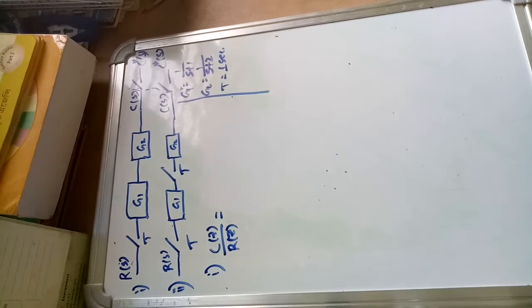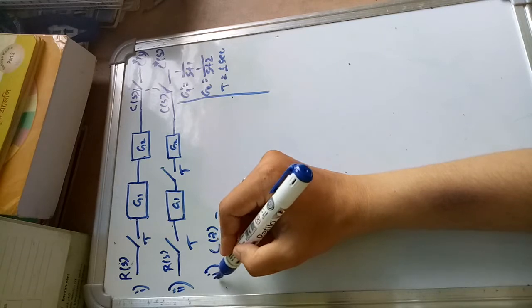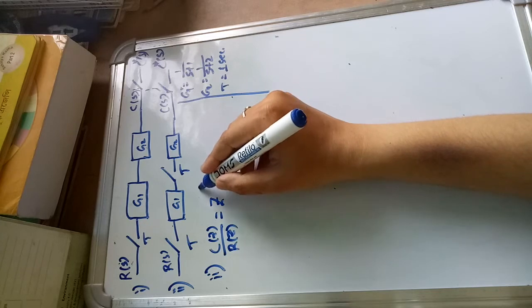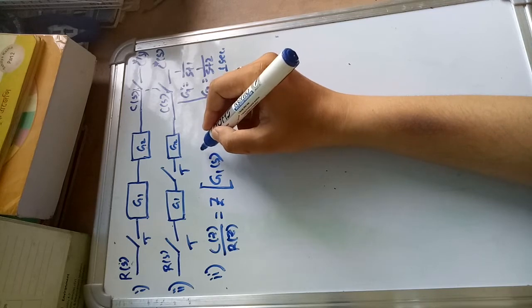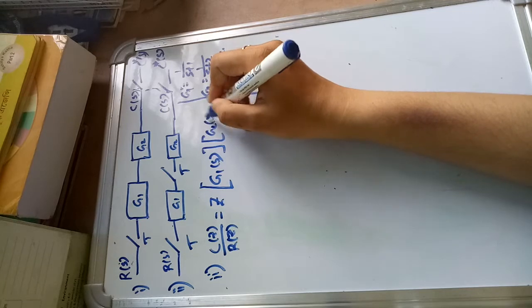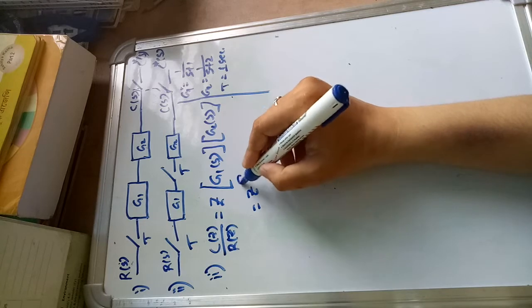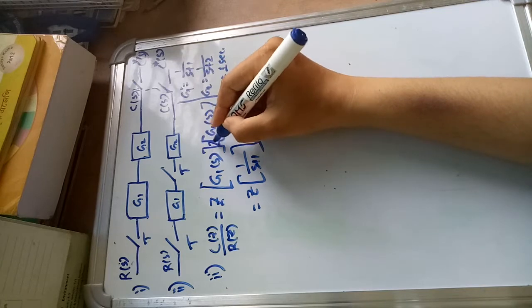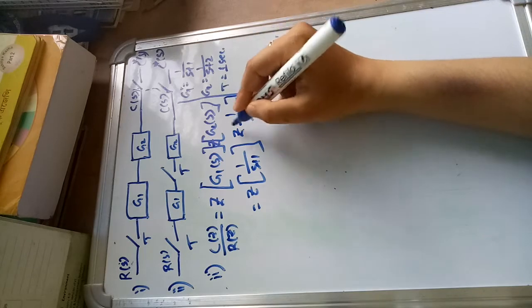For this problem, C of Z by R of Z for the equation of problem number 2, C of Z by R of Z equals Z transform of G1 of S multiplied by Z transform of G2 of S. So this is Z transform of 1 divided by S plus 1, and Z transform of 1 divided by S plus 2 separately.